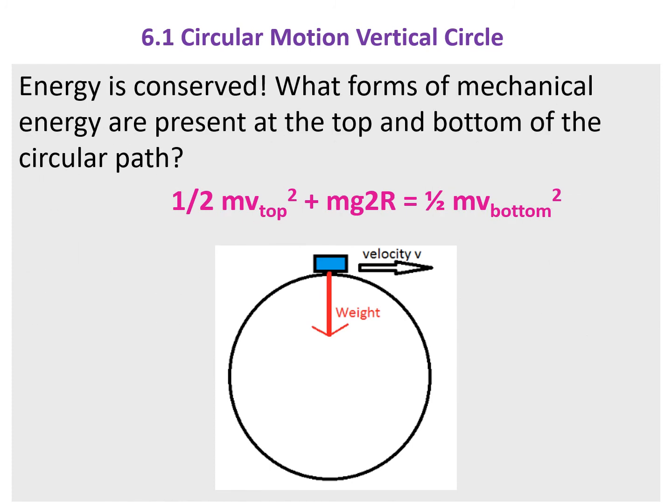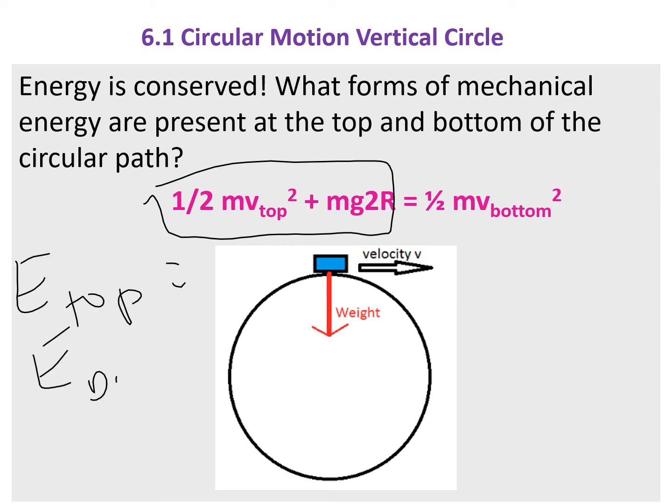Energy is always conserved. So what forms of mechanical energy are present at the top and bottom of the path? And that must mean they're equal to each other. So at the top, energy is conserved. So the energy I have at the top should be equal to the energy at the bottom of the circular path. At the top, the object has its 1/2 mv, the velocity at the top squared, plus mg2r. This is the gravitational potential energy at the top. Notice it's 2r because I have a radius here and a radius here. So it has this amount of minimum potential energy.